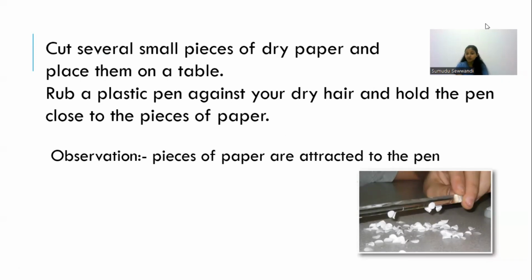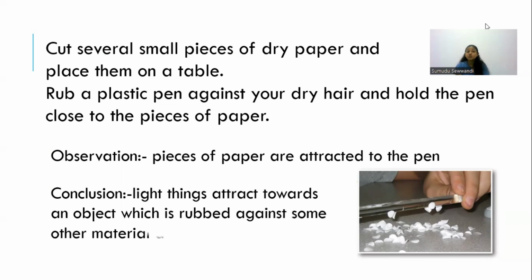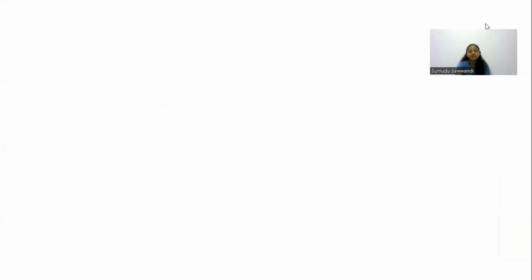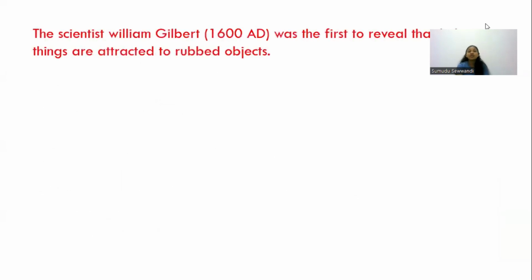You can see, as in the picture, the pieces of paper are attracted to the rubbed pen. The conclusion is that light things are attracted towards an object which is rubbed against some other material, due to static electric charges generated when rubbing. That is the conclusion we can take from this practical. The scientist William Gilbert was the first who revealed that light things are attracted to rubbed objects.